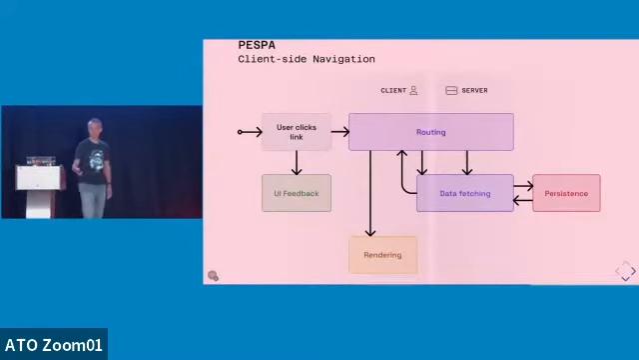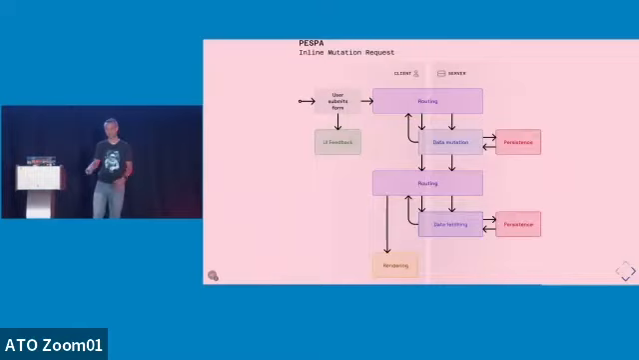The client-side navigation is very similar to a Pempa, except now we're not duplicating code between the client and the server. We're using the same code between the two. The inline mutation request has a very similar architecture, and the router has a lot more to say about how things get routed to the right code on both the client and the server. It's not super important that you understand or take pictures of all these slides, by the way. I've got all these charts in the blog post that you'll see at the end here.